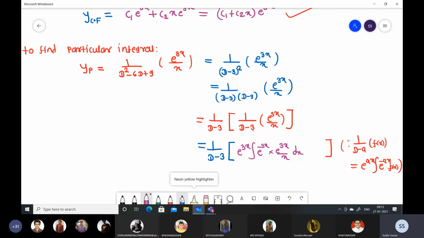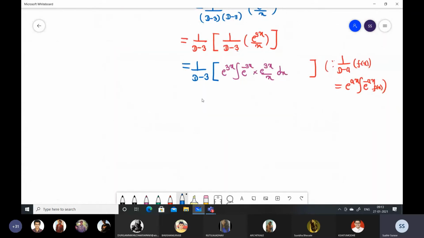Now we can see outside, 1 upon (D minus 3) is still there, as it is, and now inside, e to the power 3x. This e to the power 3x term is outside of the integral sign. Do not take it inside, otherwise you will get the wrong answer. And in the integral, this e to the power negative 3x and e to the power positive 3x will get cancelled to each other. So we are left with only the integral of 1 upon x dx. And now can you tell me what will be the integration of 1 upon x?